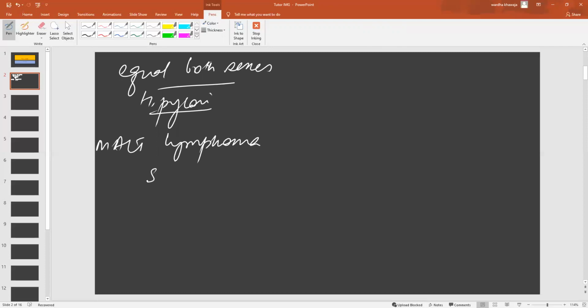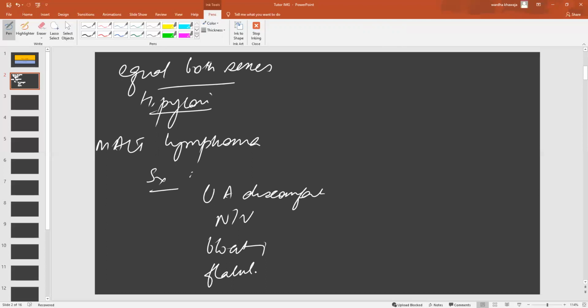Now, what are the symptoms of a patient who has peptic ulcer disease? These patients will have upper abdominal discomfort. There will be nausea and vomiting. There will be bloating, flatulence, and of course, early satiety. The pain that these patients experience is chronic and recurrent.